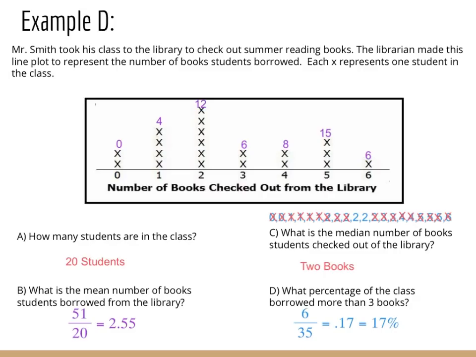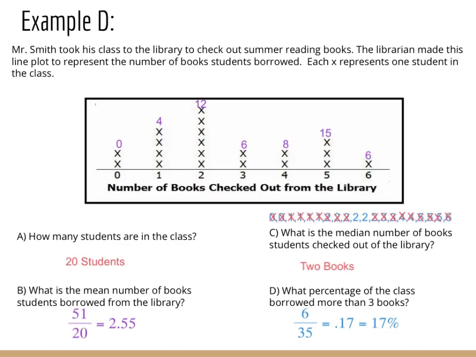First thing we want to talk about is how many students there are in the class. To do that, we added the x's. To figure out the mean, we needed to take the total number of books. So notice I wrote the little numbers above all of the x's so I could figure out how many books were in each column. And then you divide that by the total number of students, which in this case was 20. We figured that out in A. We figured out it was 2.55 books.